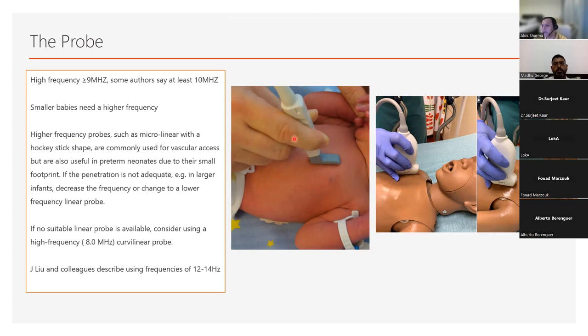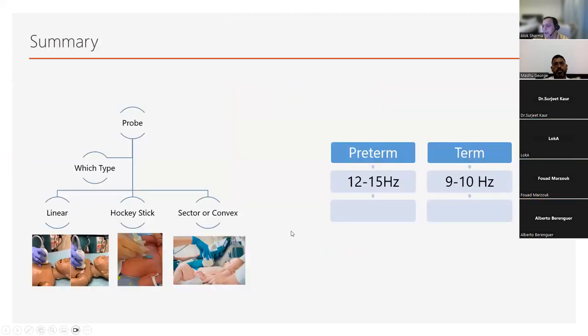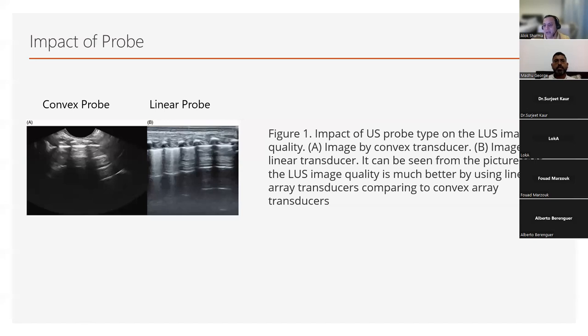Okay, I'm just going to move on because we've discussed probes, frequency and nature. Now, I've covered this, so just a rough view. You can use a linear, you can use a hockey stick, but if you don't have anything, then you can use the sector or the convex or phased array probe. This is a phased array probe. Again, it'll have a large footprint, but naturally the images will change slightly. For preterm, frequencies of 12 to 15; for term, you can use 9 to 11. You'll alter frequency to try and optimize your image. But just to give you an idea of why I talked about the different probes.